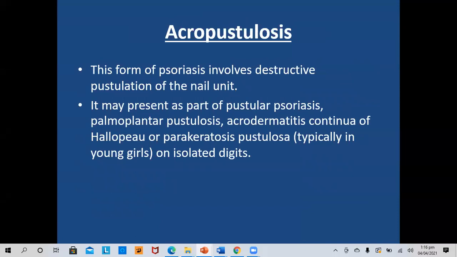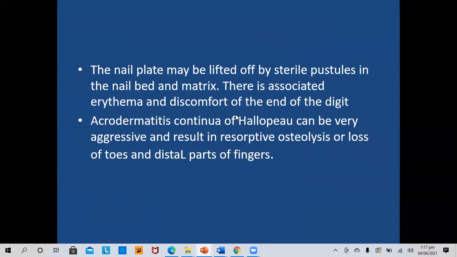Acropustulosis. This form of psoriasis involves the destructive pustulation of the nail unit. It presents as a part of pustular psoriasis, palmoplantar pustulosis, acrodermatitis continua of Hallopeau, and parakeratosis pustulosa, typically in young girls on isolated digits. The nail plate may be lifted by sterile pustules in the nail bed or the matrix. There is associated erythema and discomfort of the end of the digit.